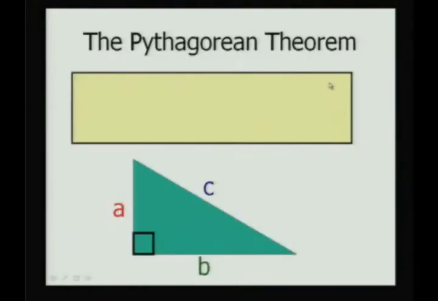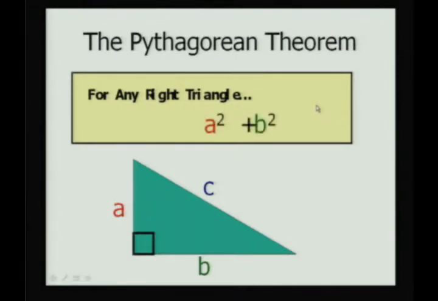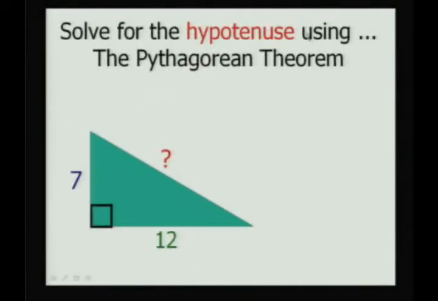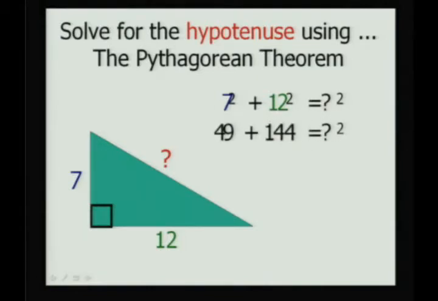The Pythagorean theorem is, for any right triangle, the two legs, a squared plus b squared, the squares of the two legs added up, equals c squared. Pretty cool. Pay attention, boys. I'll show you how it's done. So, of course, Aneesa knew to go 7 squared plus 12 squared, and that's got to equal the hypotenuse squared. Well, 7 squared is 49. 12 squared is 144.